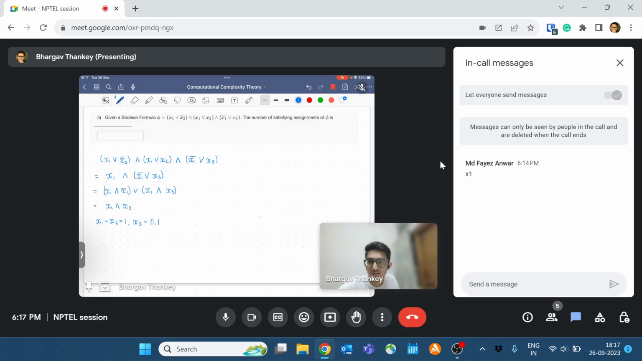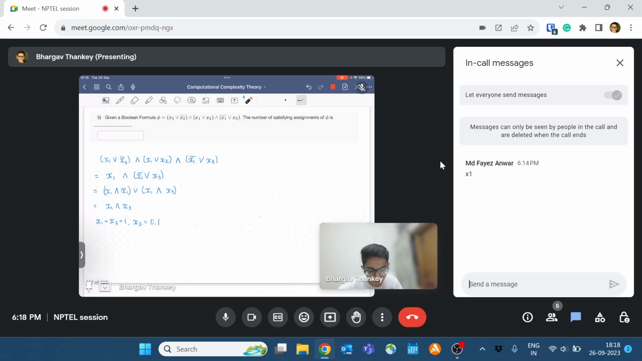Why so? Okay, so this formula is equivalent to x1 and x3, right? So this is satisfied whenever this is satisfied, right? And this is satisfied when x1 and x3 are 1 and x2 is anything. Since x2 doesn't even appear over here, it doesn't matter what value I give to it. Right, so then this should also be satisfied for both values, right?